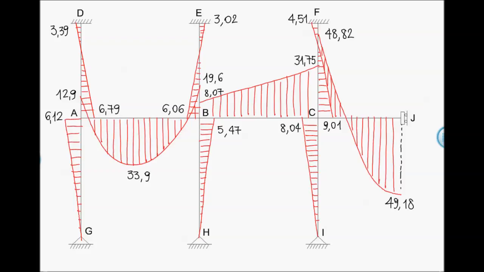Well, according to the values we have found by solving the structure using the Cross method, we are able to draw the bending moment diagram, which is this one, considering the symmetry of the structure. In order to determine also the shear diagram, we can start from the values of the bending moments already obtained, and we can consider these situations for each beam.